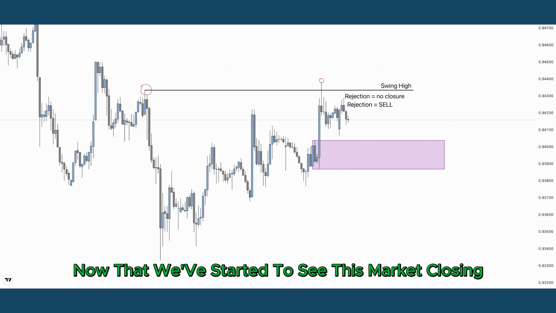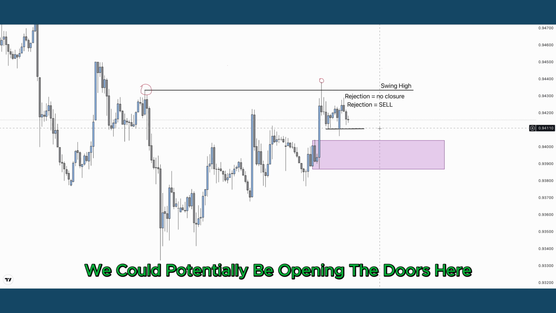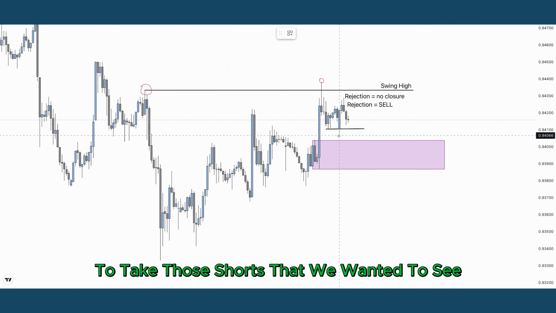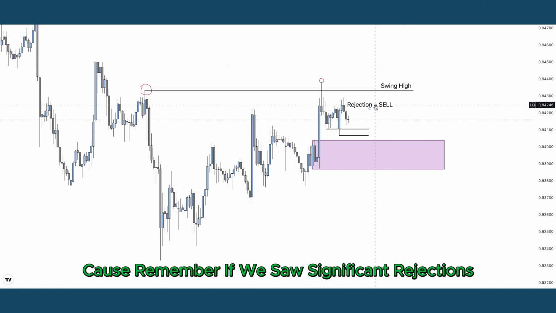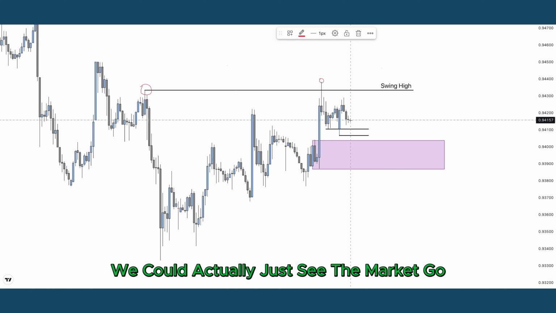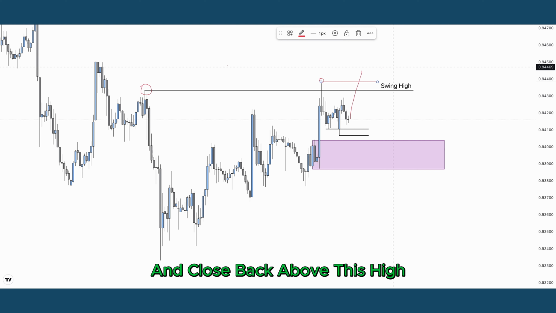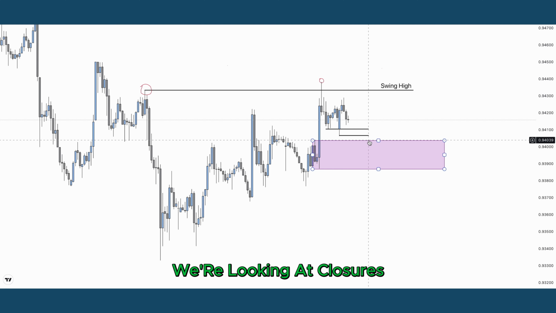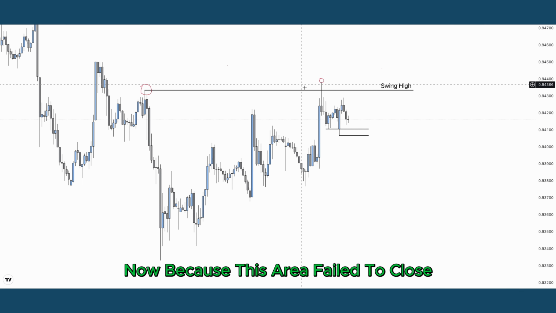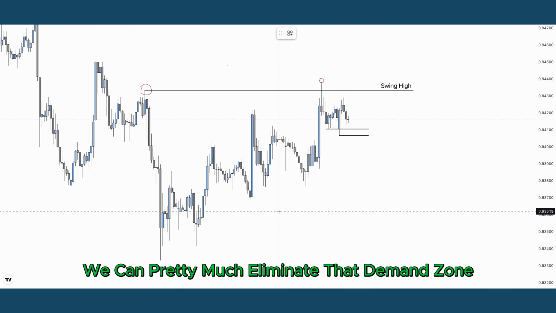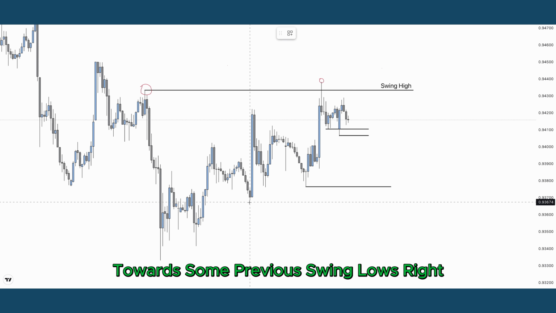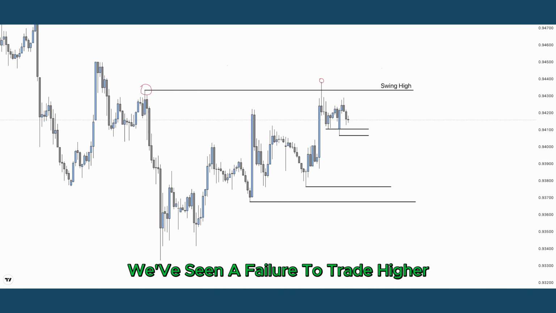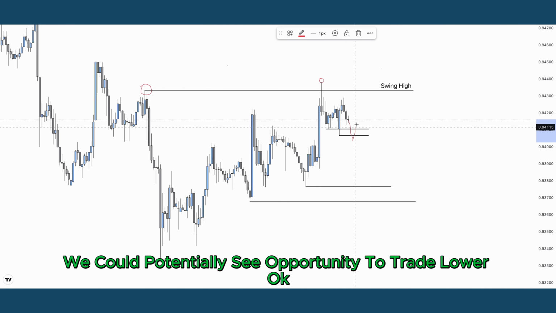And now we've seen a little push under the previous structural low. Now that we've started to see this market closing a little bit lower, we could potentially be opening the doors here to take those shorts that we wanted to see. Obviously, we're looking to see if there's going to be significant rejection again, because remember, if we saw significant rejections, we could actually just see the market go and close back above this high and continue, which is why we always want to make sure we're looking at closures. Now, because this area failed to close, we can pretty much eliminate that demand zone. And instead, realistically, targets-wise, we would be looking at taking this market back down towards some previous swing lows, right? We've seen a failure to trade higher, which means we could potentially see opportunity to trade lower, okay?